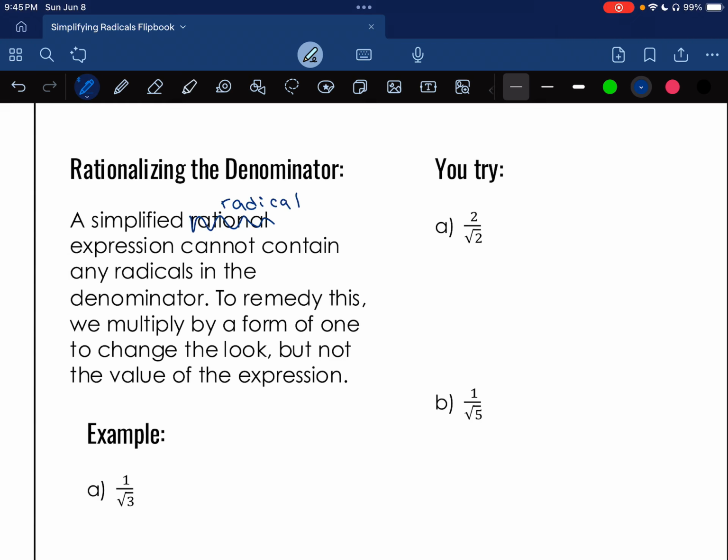Alright, so a radical expression cannot contain any radicals in the denominator. To remedy this, we multiply by a form of 1 to change the look, but not the value of the expression. This is like when we found common denominators with fractions. You could multiply by 3 over 3, 5 over 5, and those wouldn't change the value of the fraction, but just how it looked, so that you could combine by addition or subtraction.